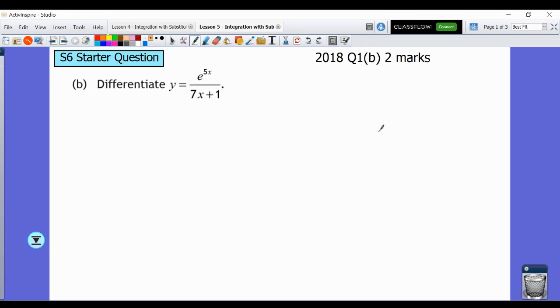Okay, so here is lesson 5, and it's going to be with integration with substitution with limits. But first, here is our starter question. It's from the 2018 question 1B. It's only worth 2 marks. So pause the video, try this by yourself.